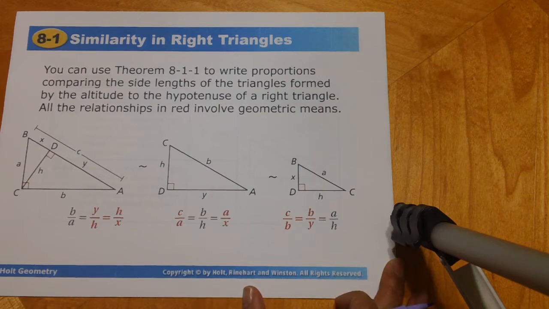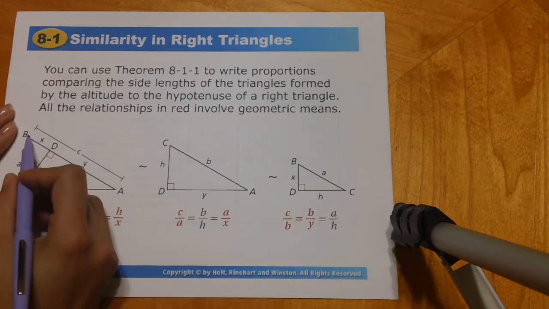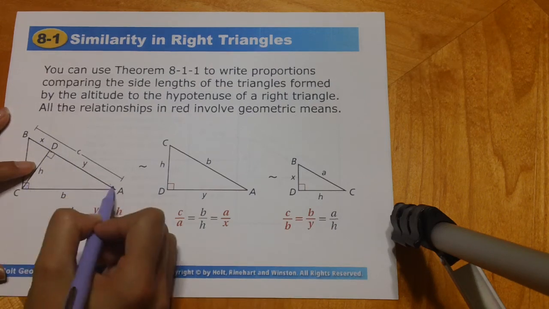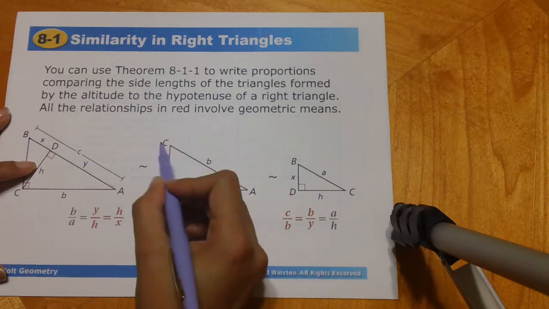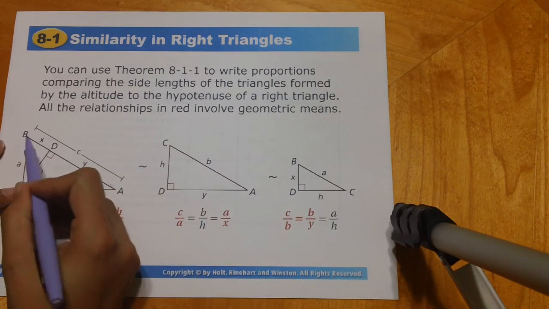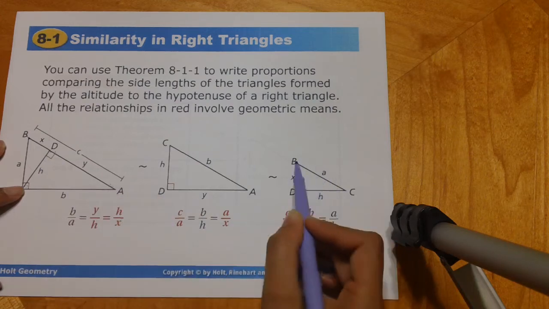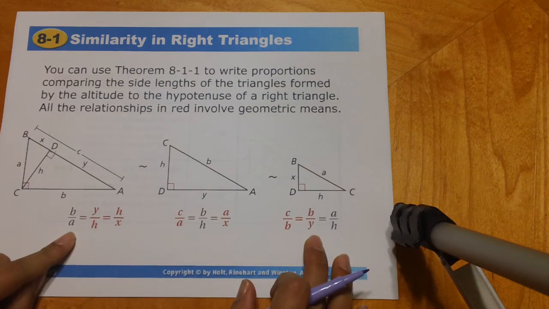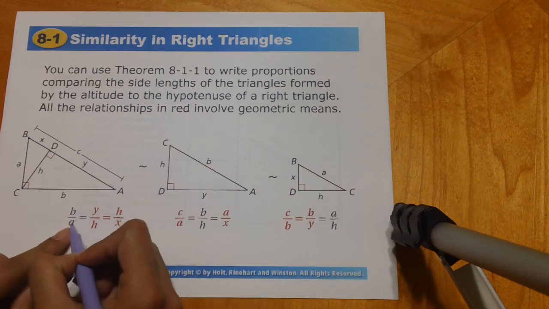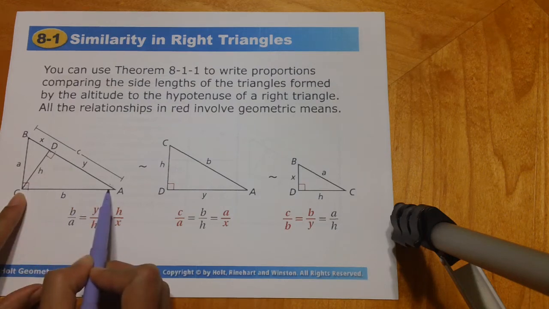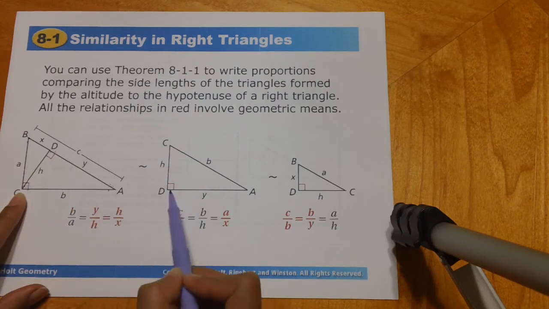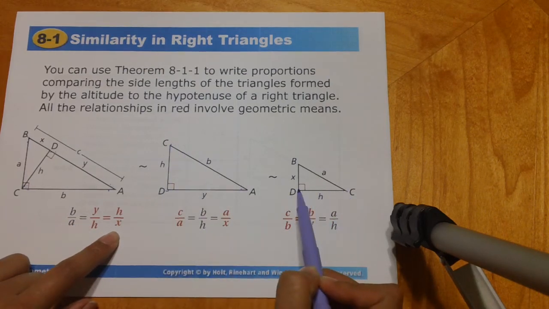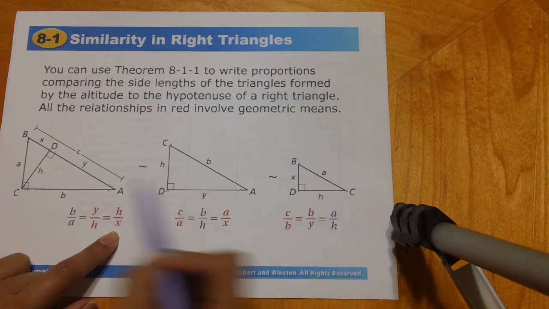So this is the pre-work for our next theorem. We have the largest triangle here, and then the medium or middle triangle is flipped and rewritten here so that it's easier for us to see. And then the smallest triangle, same thing, has been redrawn over here again so it's easier for you to see. And what I have here is the ratios already written up. So b over a is equal to y over h is equal to h over x. So we have the ratios for all three triangles.